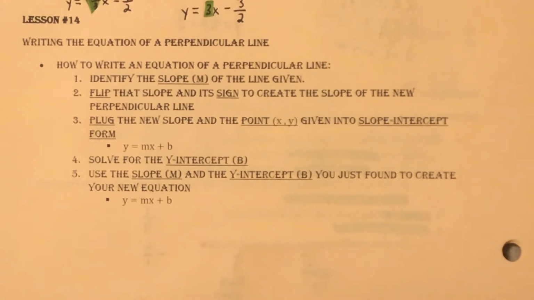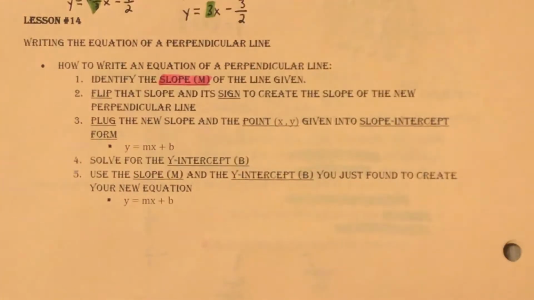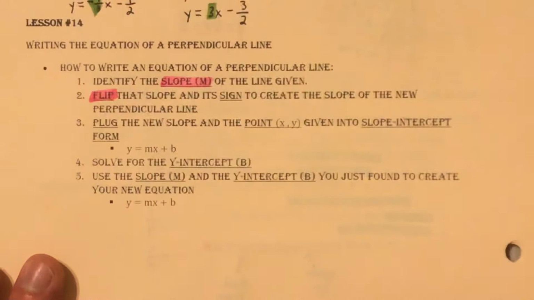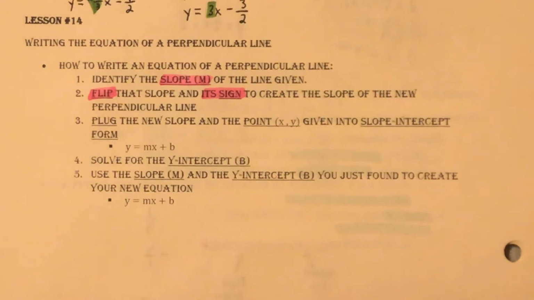Where it's going to be a little different is when we're writing the equation of a perpendicular line, the first thing we need to do is determine the slope of the line that they give us. So whether we have to use the slope formula, use the visual and go from the left point to the right point, or just look at the equation of the line, whatever it is, we've got to identify the slope first. Once we have the slope, we know that if these are perpendicular lines, the slope of the perpendicular line is going to be the negative reciprocal. So we would then flip that slope, flip the fraction, and change its sign, all right? And change its sign to create the slope of the new perpendicular line.